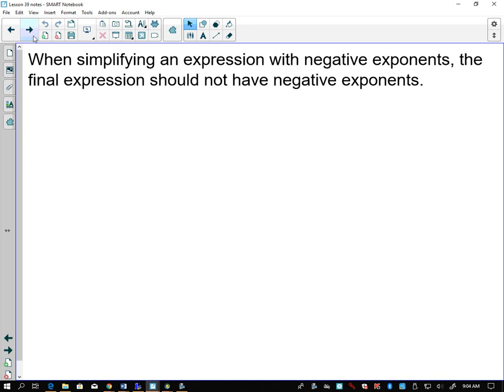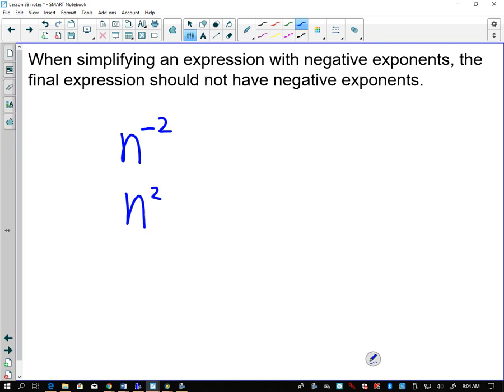So let's see. When simplifying an expression with negative exponents, the final expression should not have negative exponents. How do we get rid of negative exponents? By moving them, right? We change their location, right? If I have a negative exponent, let's say I have something like n to the negative second, how can I get that exponent to be positive? Move it down. Just slide it downward.